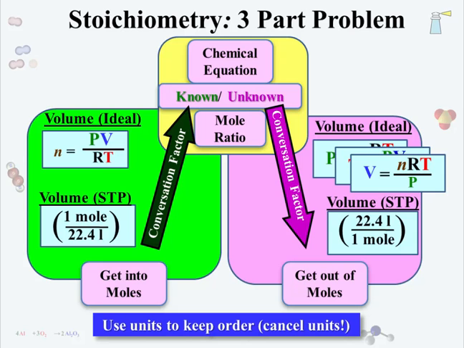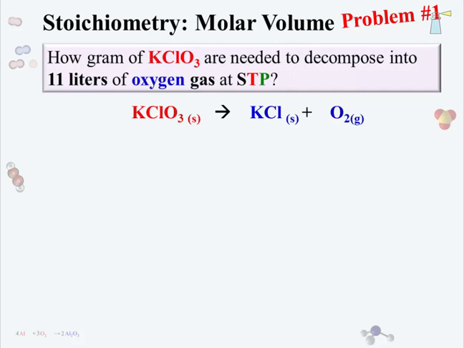Starting with molar volume. Problem 1. How many grams of potassium chlorate, KClO3, are needed to decompose into 11 liters of oxygen gas at STP? We will assume that all the potassium chlorate decomposes as shown in this reaction.